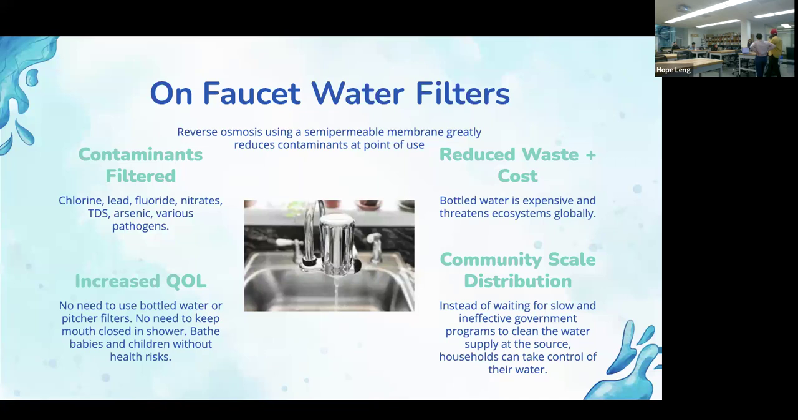Another benefit of this is community-scale distribution. Instead of waiting for governments to clean the water or stop polluting the groundwater, people are empowered to take control of their water supply at home rather than waiting for programs that are very slow. For instance, in India, the Jal Jeevan program is looking to make sure every household has access to running water in maybe a decade. I don't know the exact time scale.